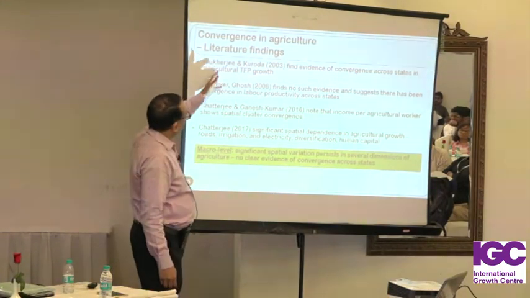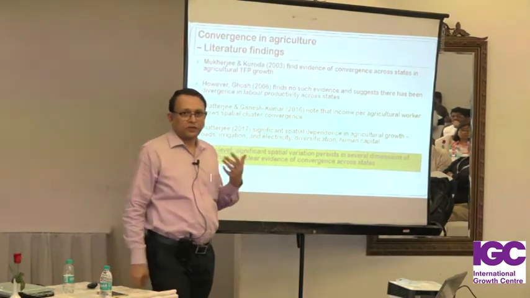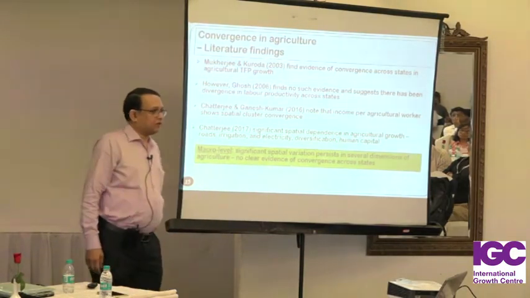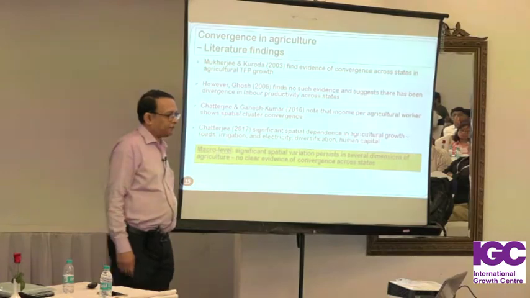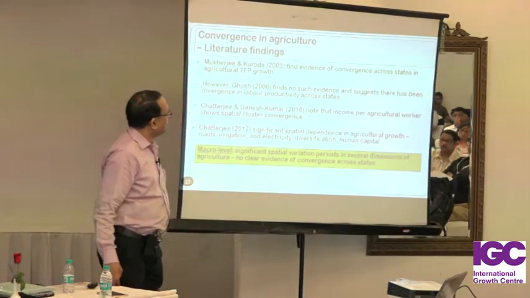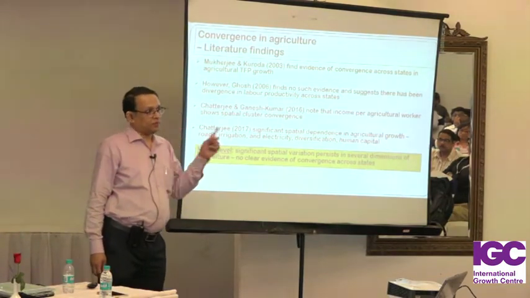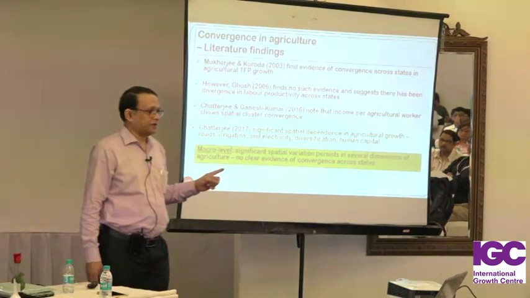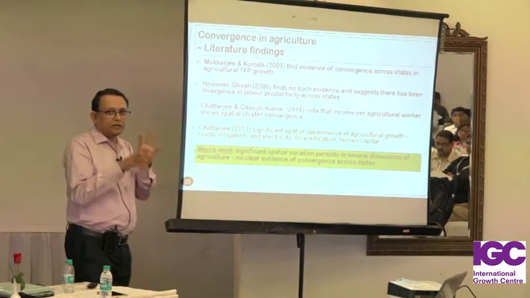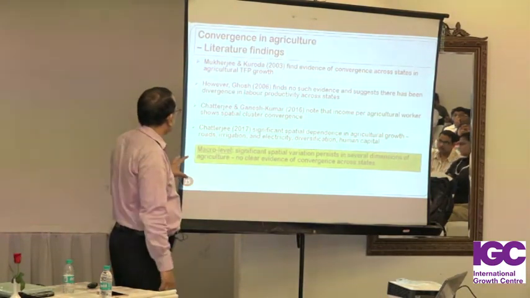So in terms of agricultural TFP growth, that is the total factor productivity growth, Mukherjee and Kurora find some evidence of convergence. But Ghosh does not find any such evidence and suggests that there has been divergence in labor productivity, as opposed to total factor productivity. So depending on the metric that they are looking at, the results are also different.